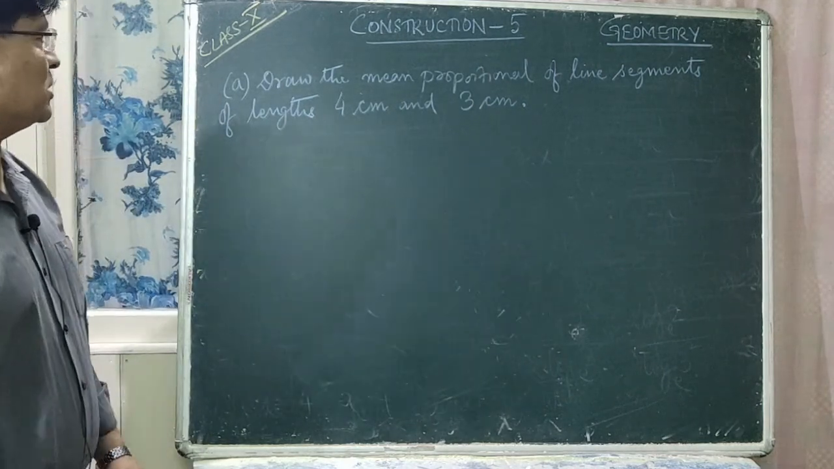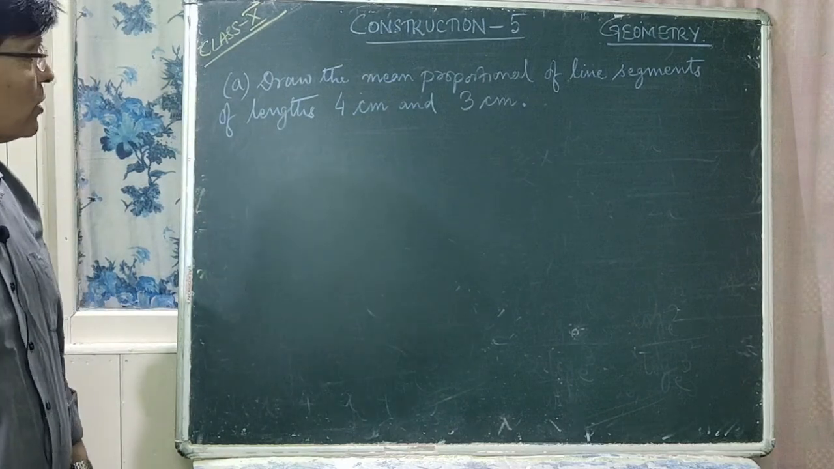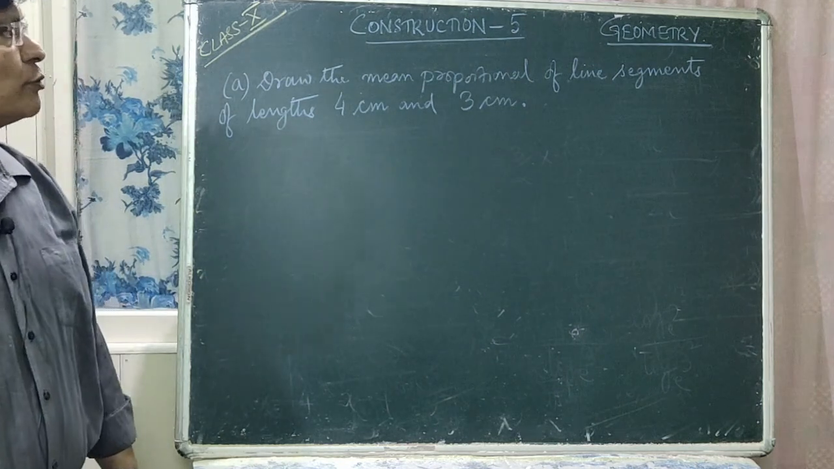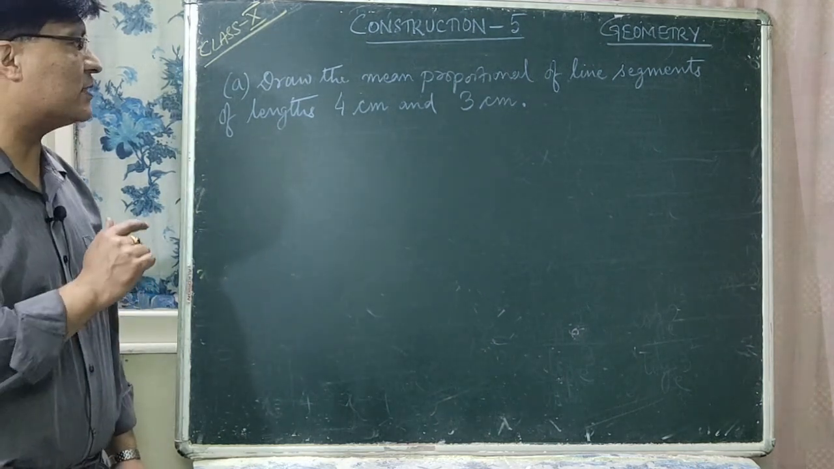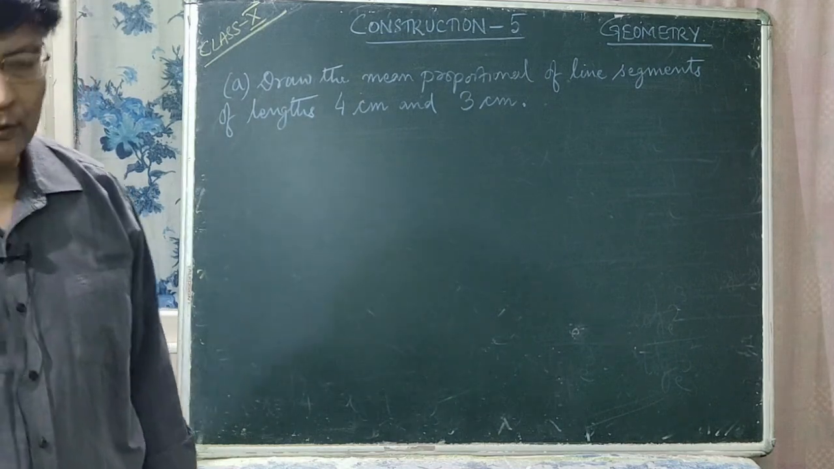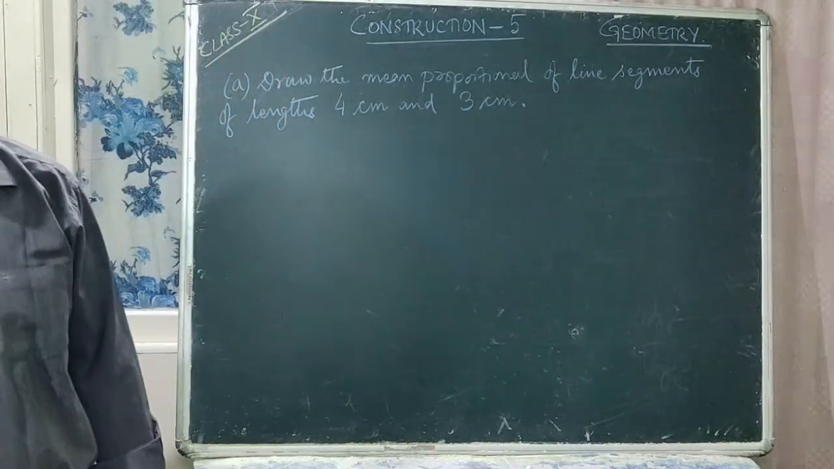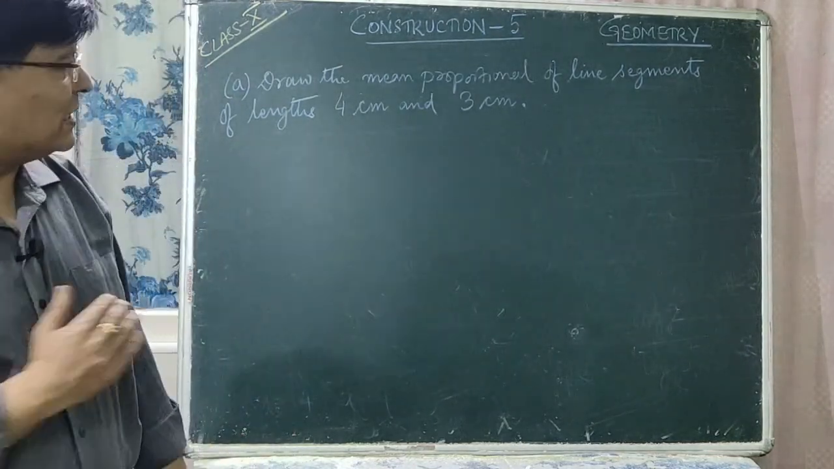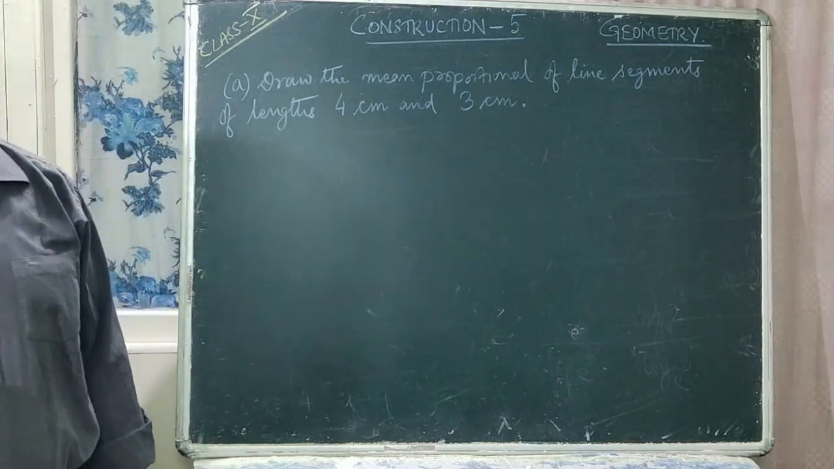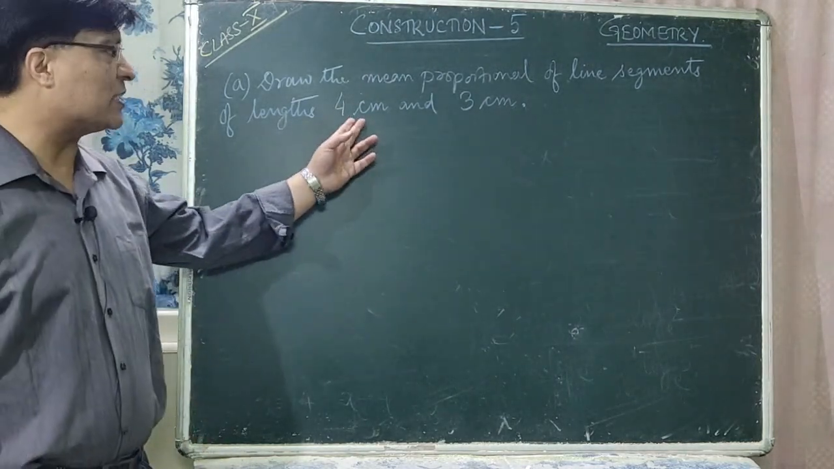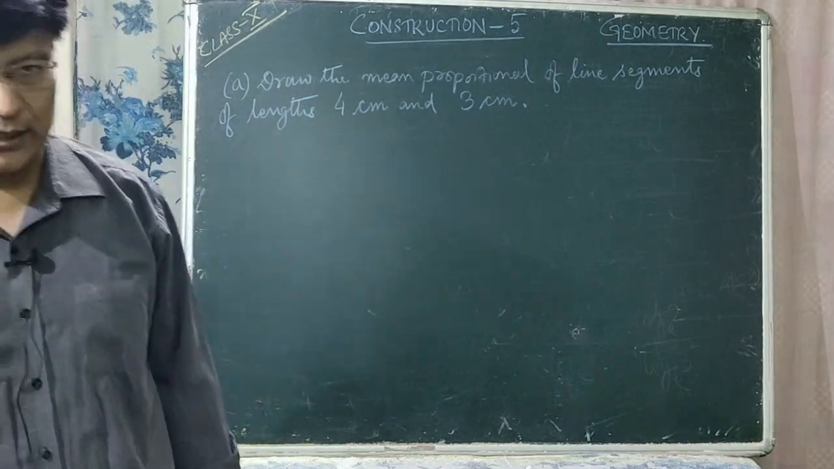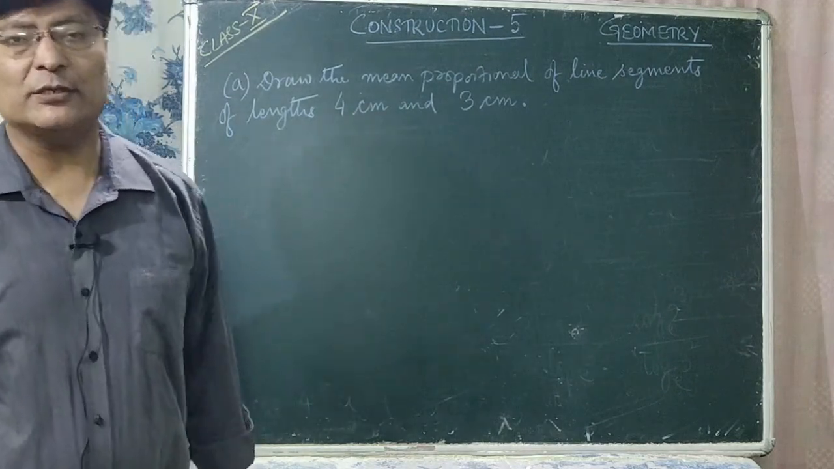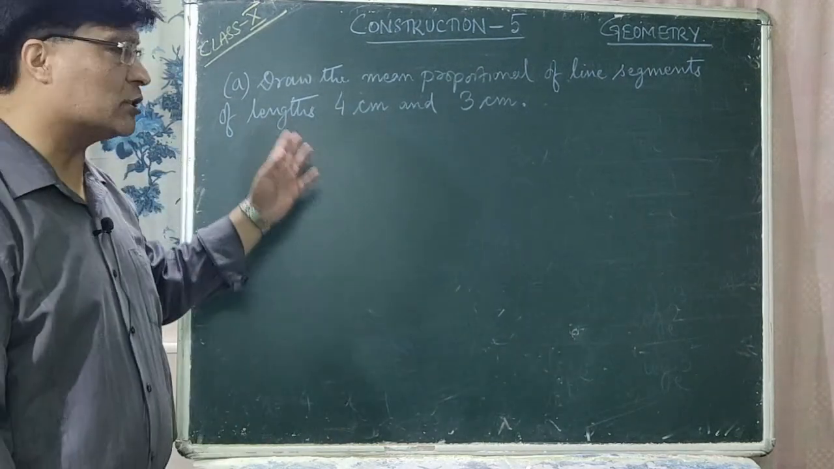Okay, question number A: you have to draw the mean proportional of line segments of lengths 4 cm and 3 cm. In algebra you learned how to find the mean proportional between two given numbers, but in this case you have to find the mean proportional of the two lengths 4 cm and 3 cm geometrically. So you have to do the construction here.